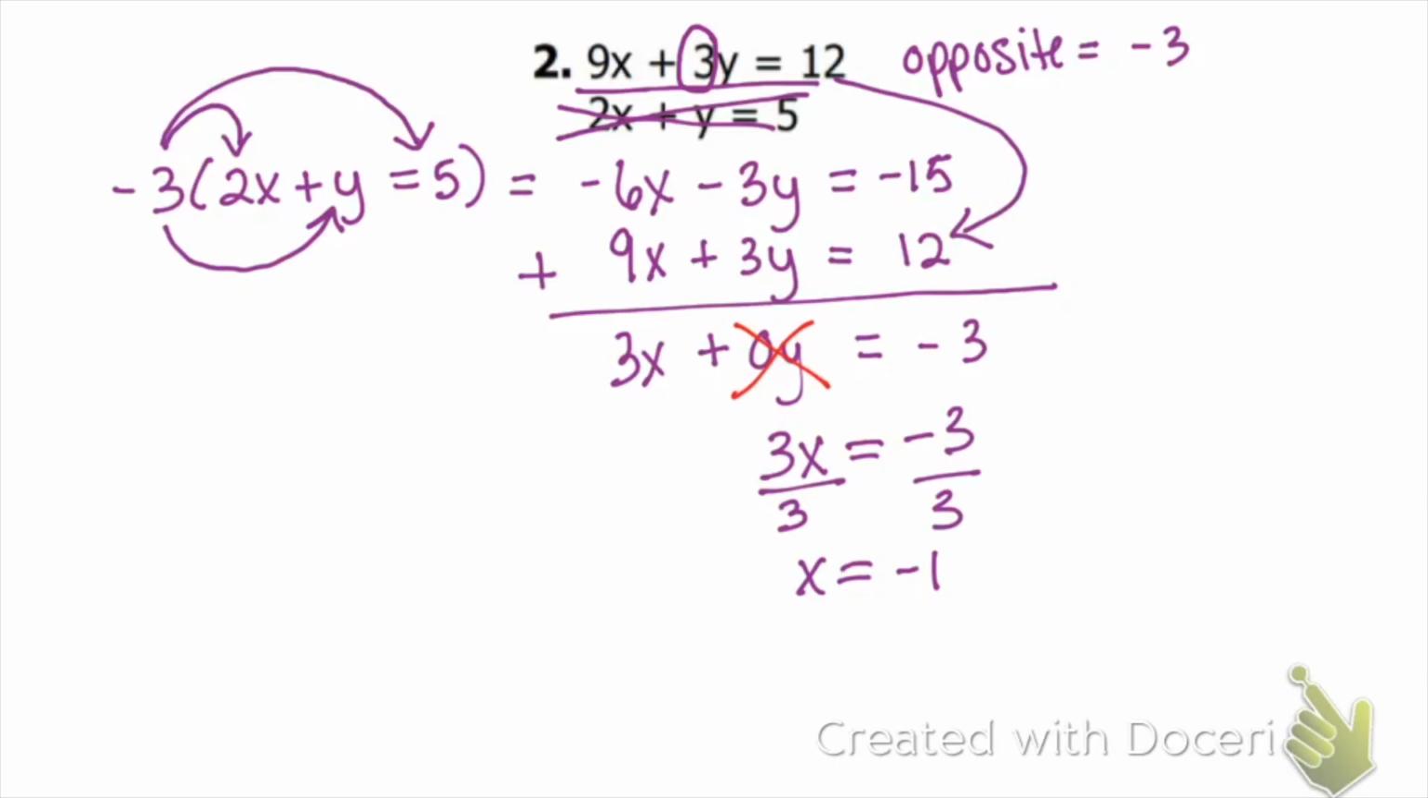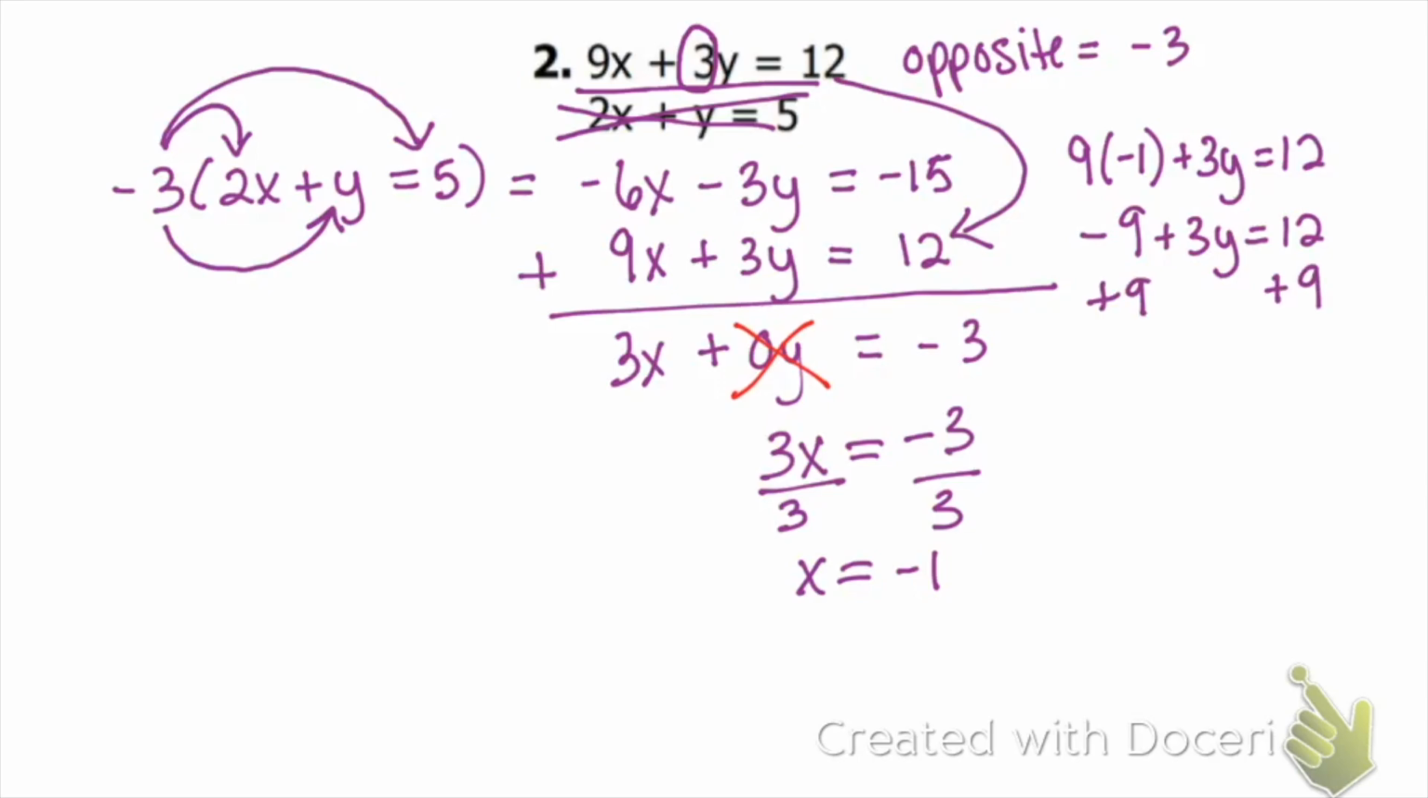So now that we know what x equals, we're going to substitute it back in where x is in either equation. I just picked the first one. So 9 times negative 1 plus 3y equals 12. Then you're going to solve for y. And so we distributed the 9 times negative 1, got negative 9. Now I'm going to add 9 to the other side, giving us 3y equals 21. Divide by 3, and you get y equals 7. So the solution is x equals negative 1, y equals 7, so it's negative 1, 7 for your ordered pair.